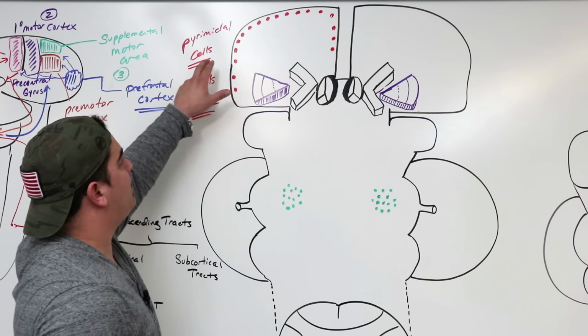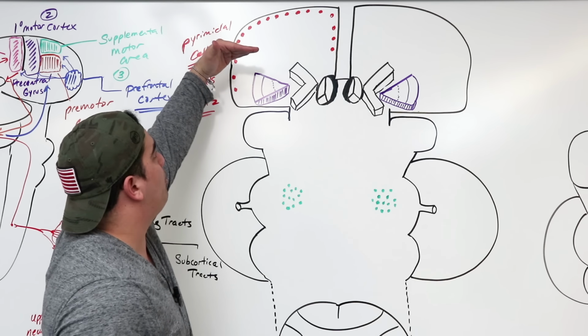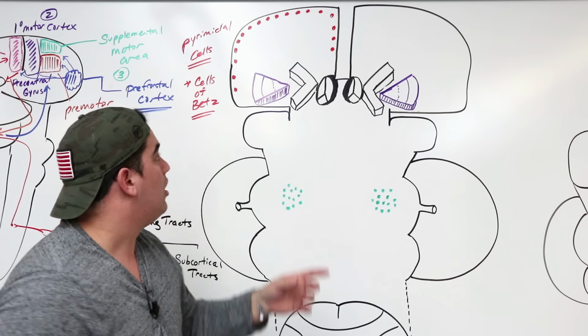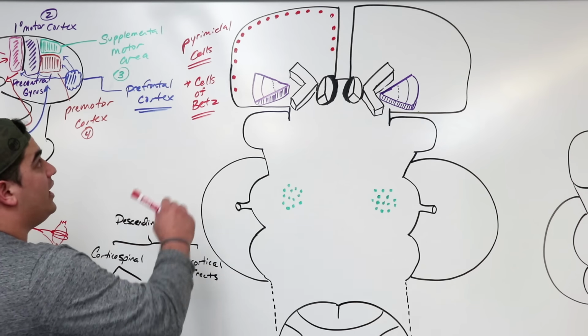But for simplicity's sake, just remember that these cells located within the fifth lamina of the cerebral cortex are called your pyramidal cells. Some of them that are a little bit bigger than others are called the cells of Betz, and they're heavily myelinated. Now, what do these guys do?